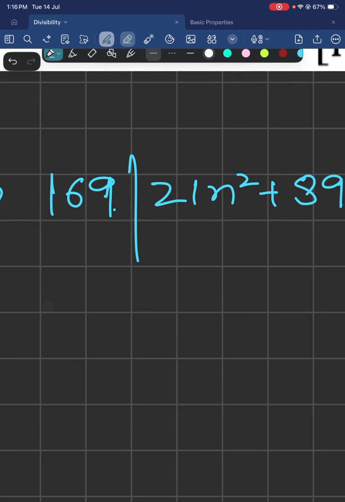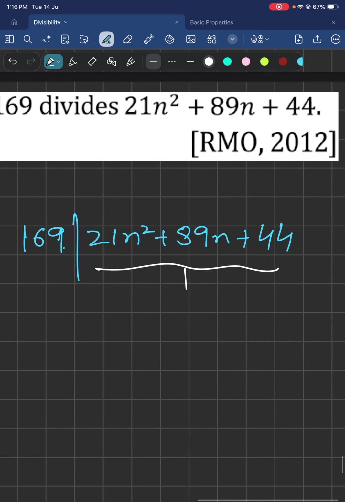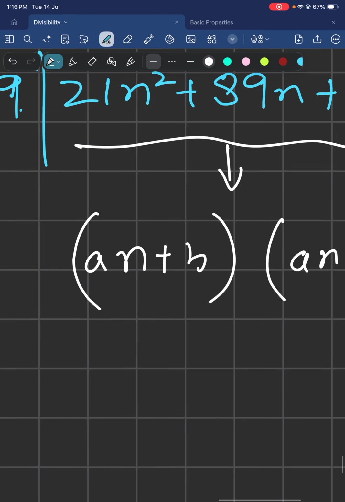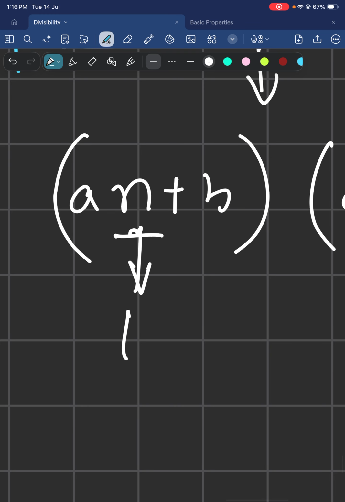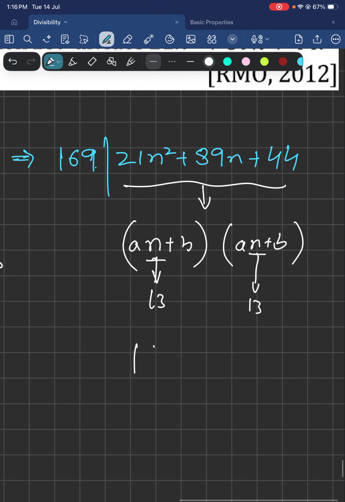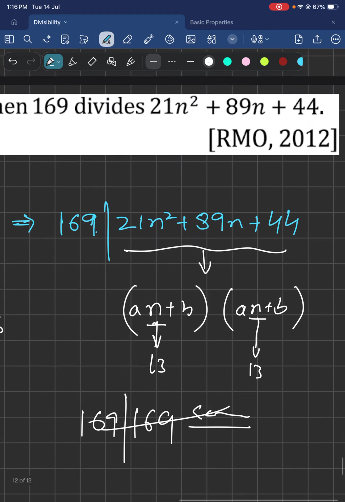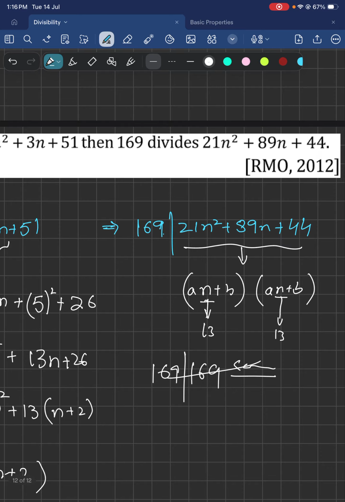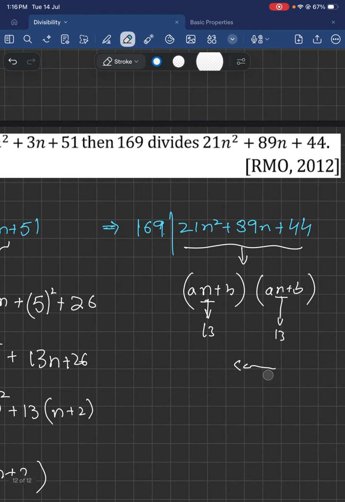So if I make two factors, let's just say an n plus b, and then an n plus b here as well. Since n contains 13 here, we would get 169 as a product, and then 169 would divide it, and it would be proved that 169 divides this whole expression.